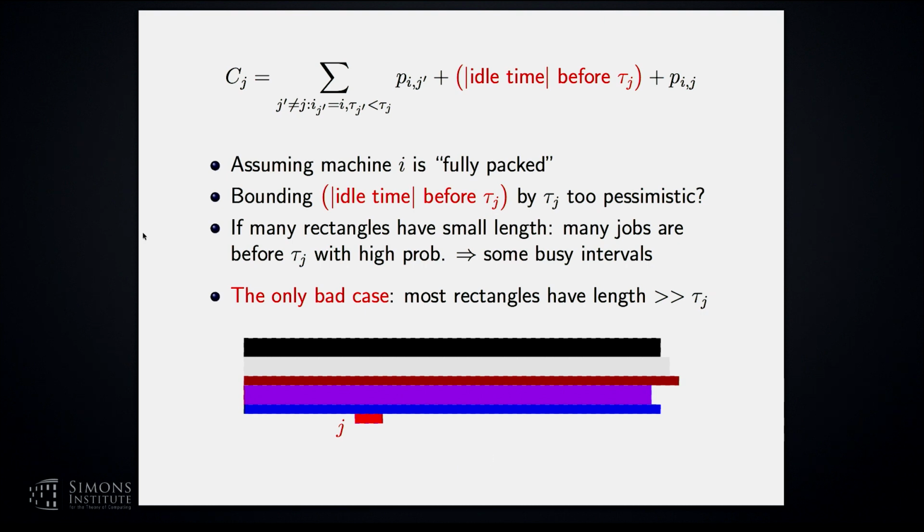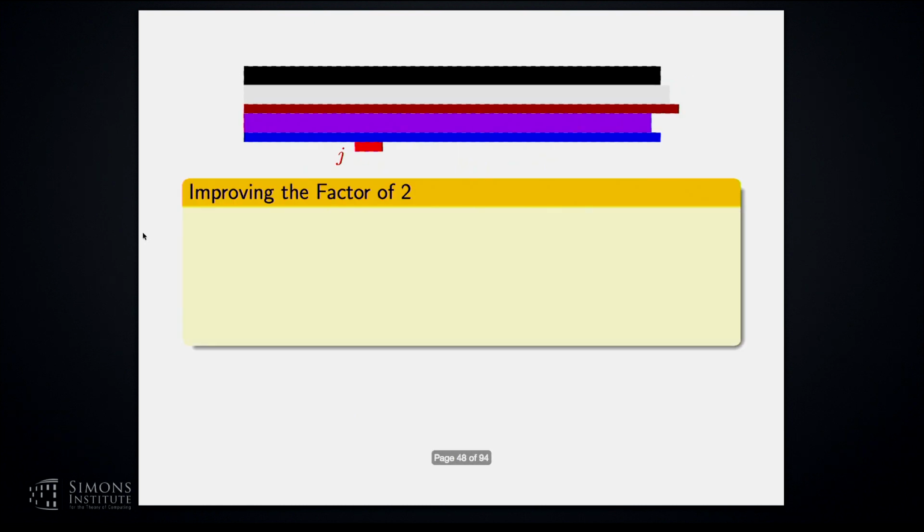It's not hard to see the only bad case is this. j is here, tau j is here, but all the rectangles are very long, starting at time 0 and ending at a time that is very big compared to tau j. Then with high probability, the tau values of all those rectangles will be after tau j. So the idle length will be tau j, because all those jobs are scheduled after j. So this is bad, and that gives us the idea for improvement.